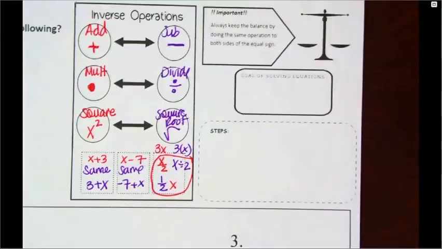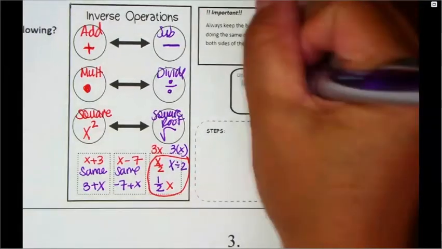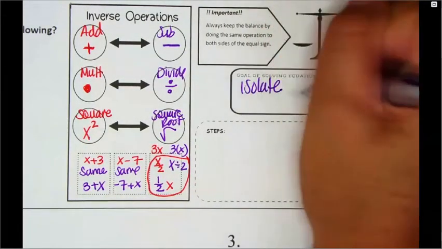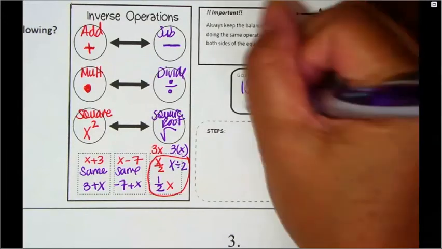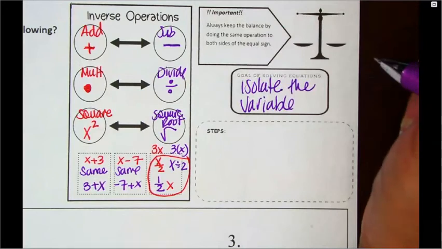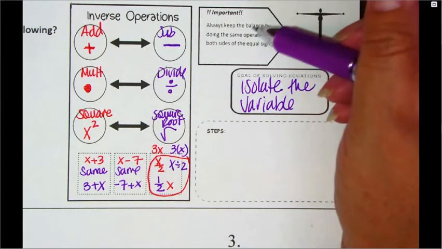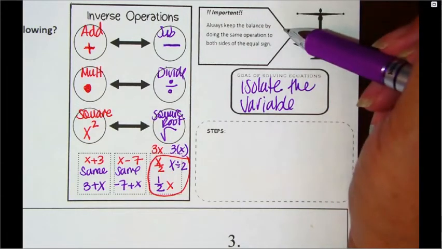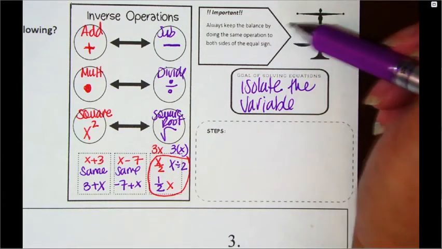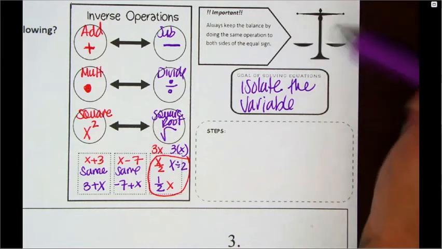So our main goal is to always remember to isolate the variable. Always remember to isolate the variable. It could be x, it could be a, depending on what the variable is. Now, always remember to keep the balance by doing the same operation to both sides of the equal sign. Okay, so equal. Whatever you do to one side of the balance, you have to do to the other side.